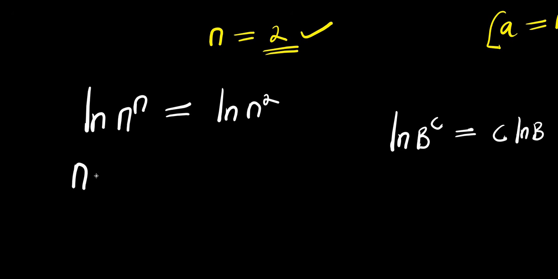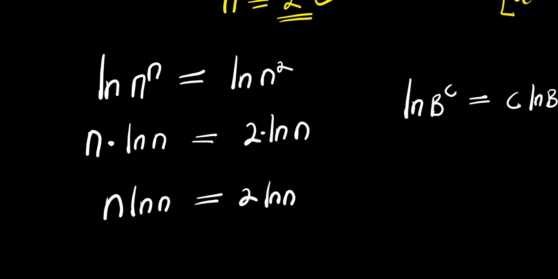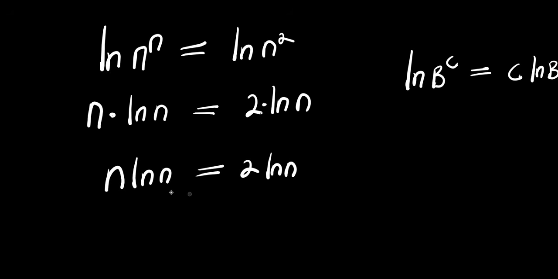So that means I'm going to have n times natural log of n equals 2 times natural log of n. So, if you multiply this out, this n natural log of n equals 2 natural log of n. There are two ways of getting the value of n right now.